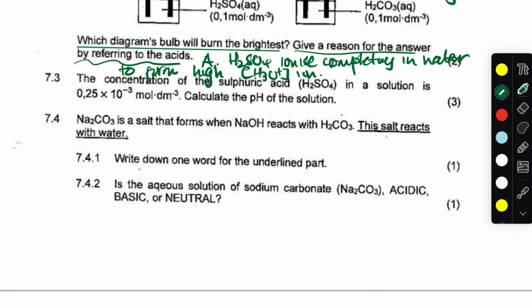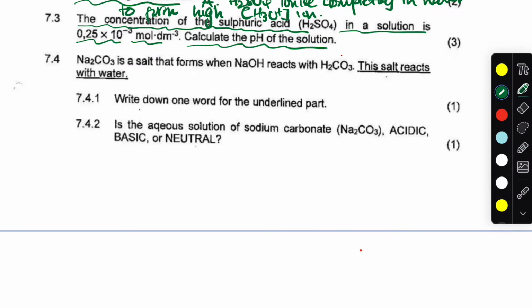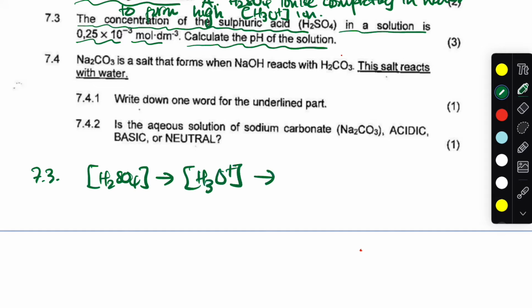Now 7.3, it says the concentration of sulfuric acid in the solution is 0.25 times 10 to the power negative 3 mole per dm3. It says calculate the pH. Guys, it's very important. In 7.3, to calculate the pH, you must change the concentration of sulfuric acid into the concentration of what? Hydronium ion in order to get the pH. You calculate the pH by the concentration of hydronium.